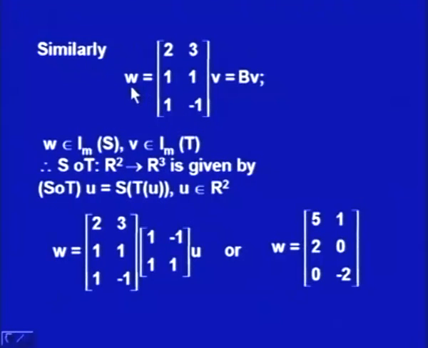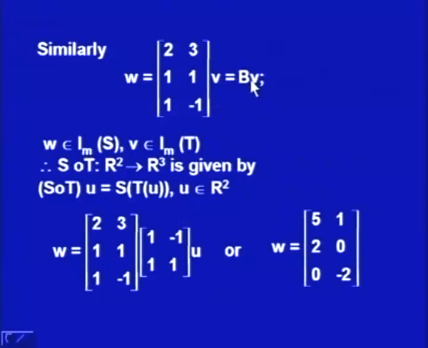Similarly, for the second we say W is equal to the matrix with rows (2, 3), (1, 1), (1, minus 1), which is the matrix associated with the transformation S. Now, let W belong to the image set of S and V belong to the image set of T. Then S composite T is a transformation from R2 to R3 and it is given as S composite T of u is S of T of u, u belonging to R2, and since V is equal to Au, W is equal to BV is being given to us.